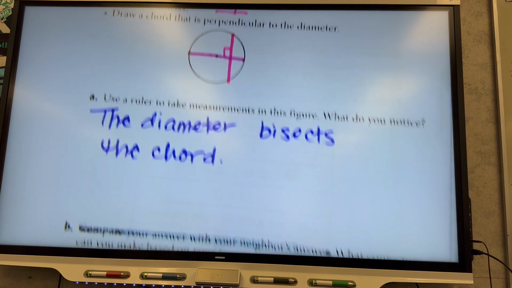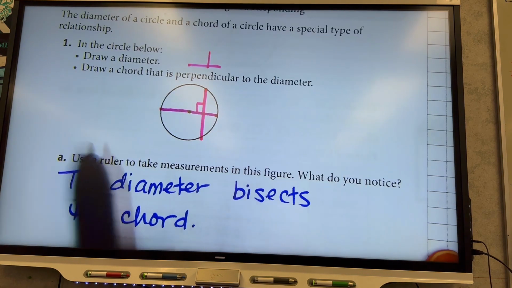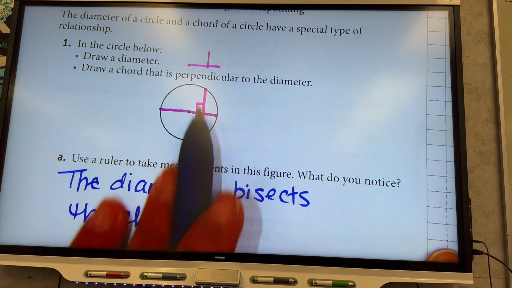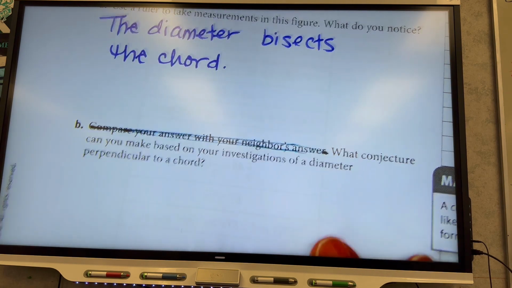So it says, what conjecture can you make based on your investigations of a diameter perpendicular to a chord? So basically, they're asking, whenever we have a diameter perpendicular to a chord, will it always bisect the chord in half? What do you think? Yeah, that's why we're pointing it out. So we could use this as truth. In fact, number 10 from the homework would have been a lot easier if we knew this yesterday. But that's how it's going to be. We're going to be learning new things to add to our tool belt each day as we go. So here's what I want you guys to put.